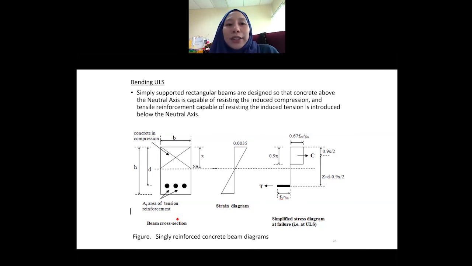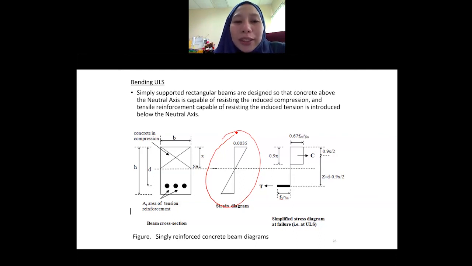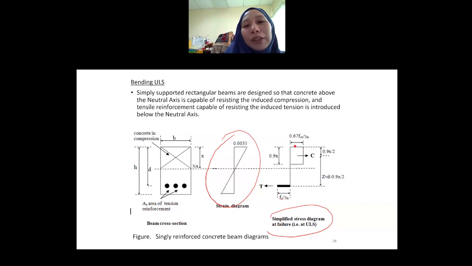Alright, if you still remember, this is the diagram we learned in part 2. This is the simplified stress diagram at failure, for example at ULS. If the ultimate limit state is reached or exceeded, this is what will happen. Above here, you can see it cannot resist any kind of tension at all, because normally above is compression and below is tension. So below, if your beam is in a failed state, this part cannot resist any tension or any compression at that area, when it fails.